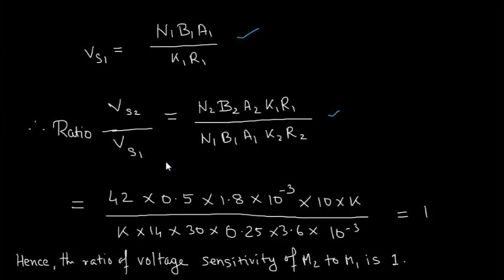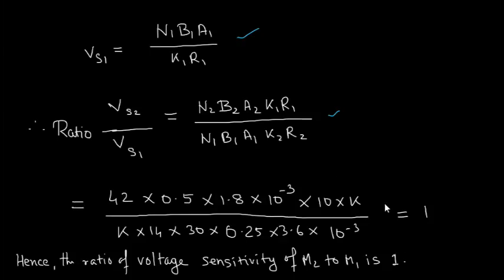So there was a correction. We have done Vs2. The ratio of Vs2 upon Vs1 is equal to N2 B2 A2 K1 R1 upon N1 B1 A1 K2 R2.